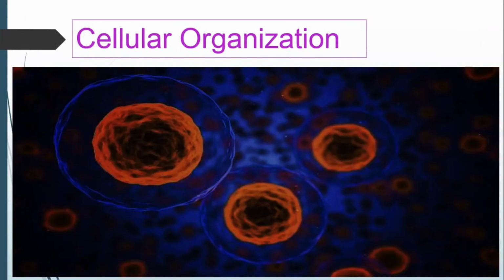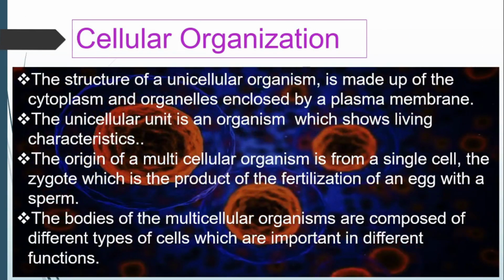Now let's talk about the cellular organization. The structure of a unicellular organism is made up of the cytoplasm and organelles enclosed by a plasma membrane. The unicellular unit is an organism which shows living characteristics. The origin of a multicellular organism is from a single cell, the zygote, which is the product of the fertilization of an egg with a sperm. The bodies of a multicellular organism are composed of different types of cells which are important in different functions.